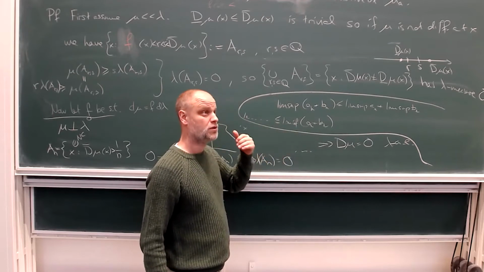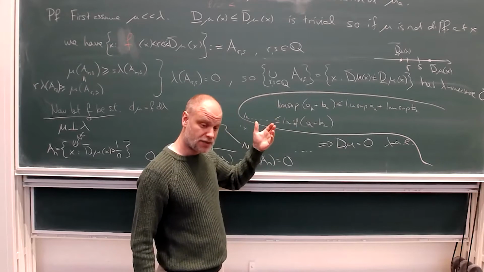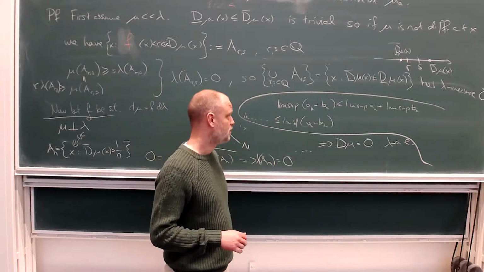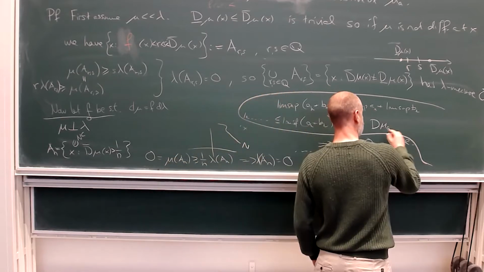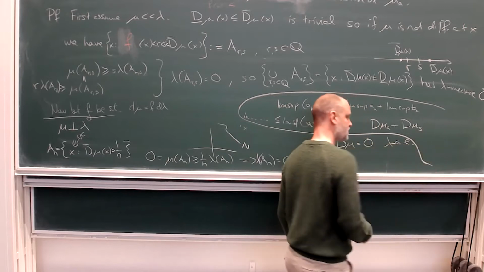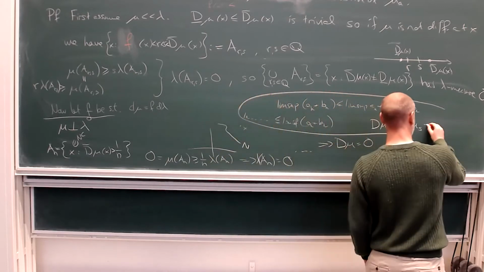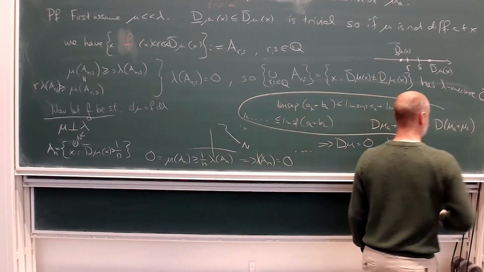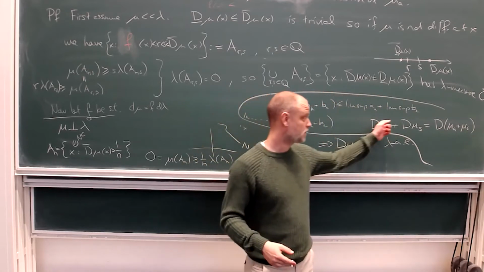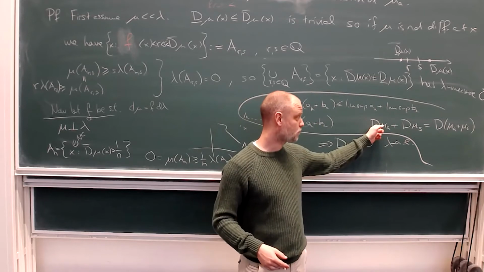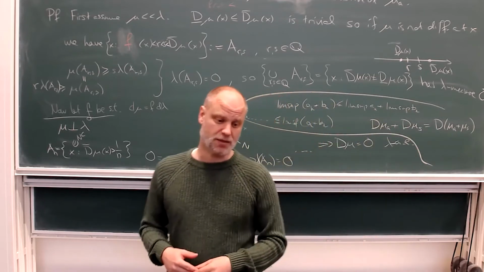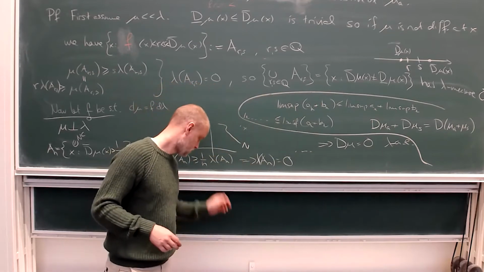So differentiation, as we have defined it, when lim sup and lim inf are equal, is additive, meaning that if this exists, and if this exists, then also this exists, right? And is equal to the sum here. So here we have the Radon-Nikodym derivative almost everywhere. Here we have 0 almost everywhere. And that's the end of the argument. Good.